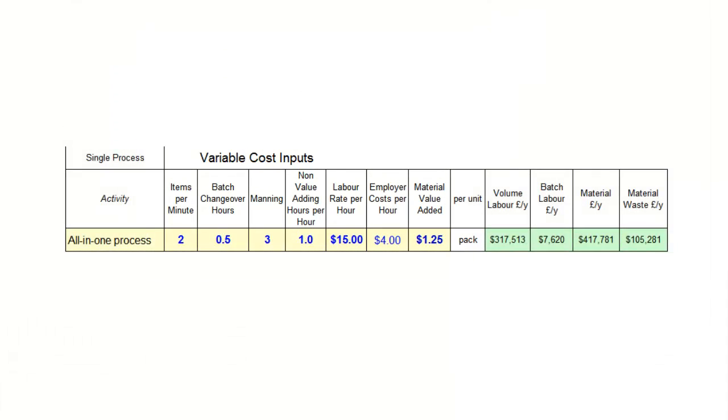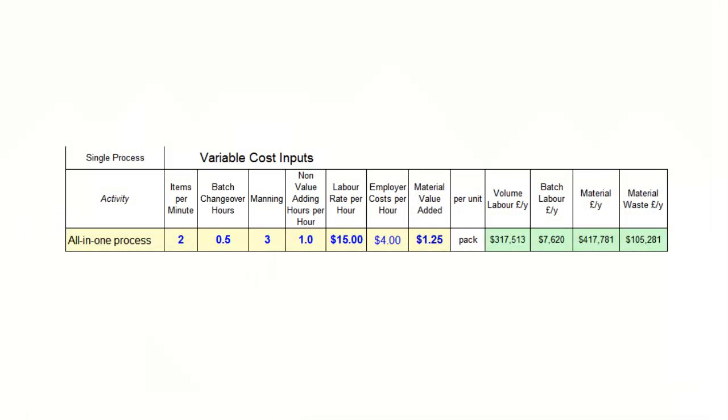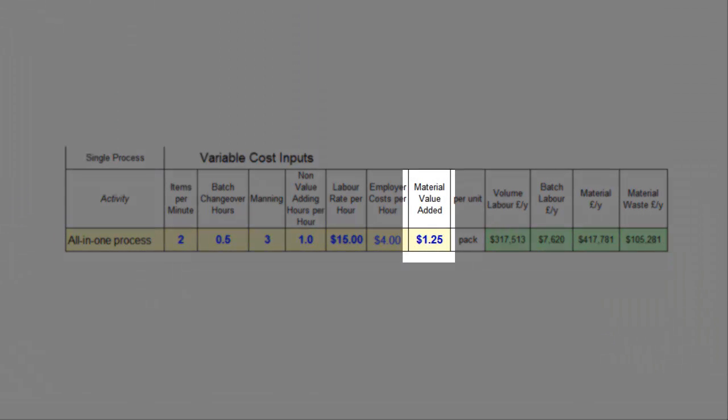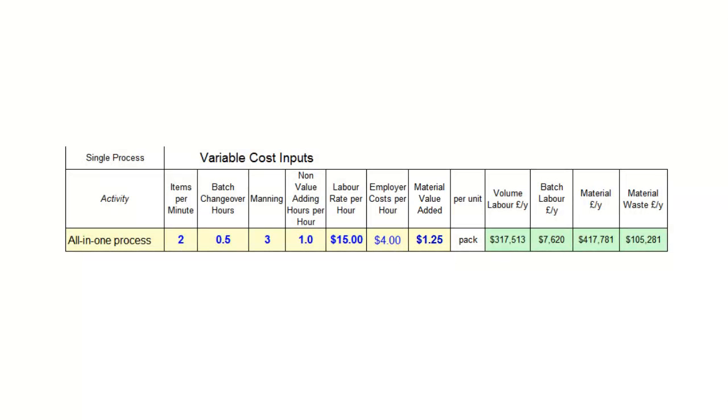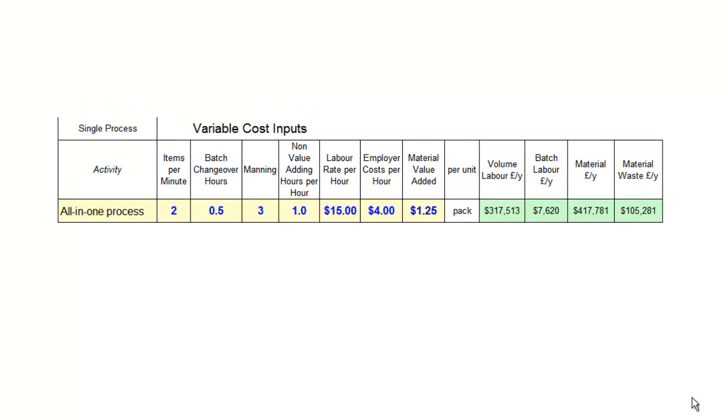In this case, the line runs at 2 packs a minute, manned by 3 people, and takes half an hour to change from one batch to the next. For every productive hour, we have to pay another hour for non-value-adding activity. Labor rate totals $19 an hour, and the material included in the finished item costs $1.25 per pack. This is the sum of all the parts that go into the assembly. On the right, in green, the model calculates some cost categories for your information. Now we're going to play with some of these variables to see what happens to the outputs.